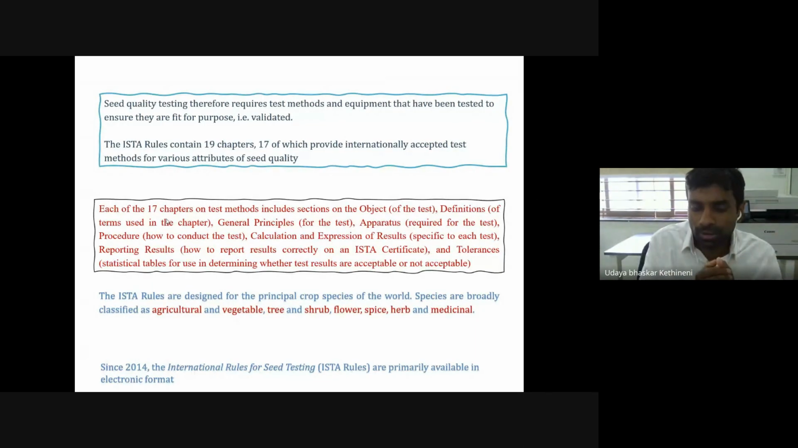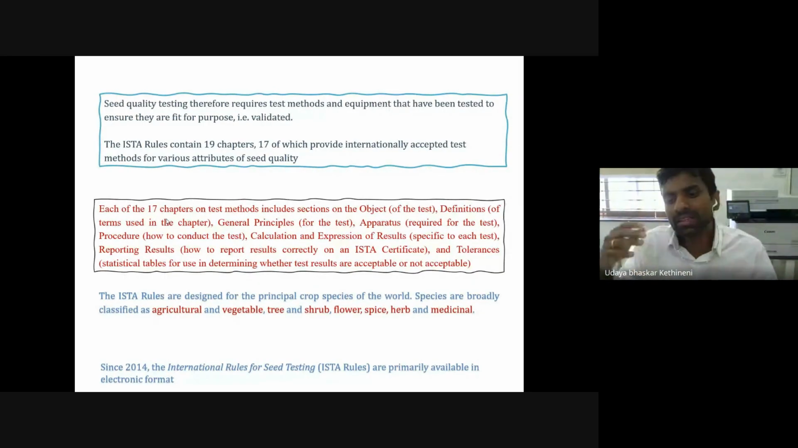If it is fit for the test, they will do proper validation across multiple laboratories. Then with the results they submit it to the ISTA Executive Council, which submits it to the General Assembly for voting. Once voting is favorable to the inclusion, it will be included in the next year's ISTA rules.